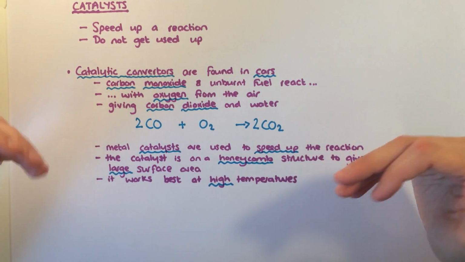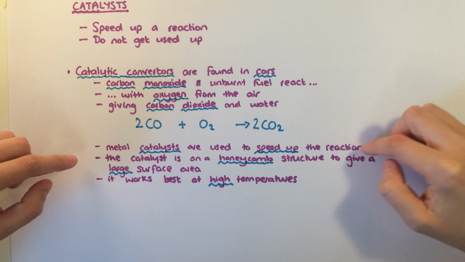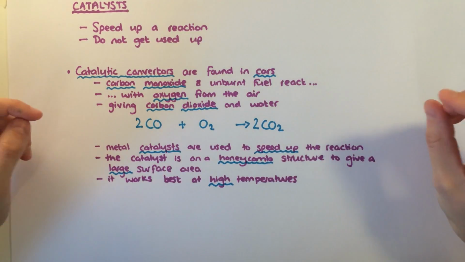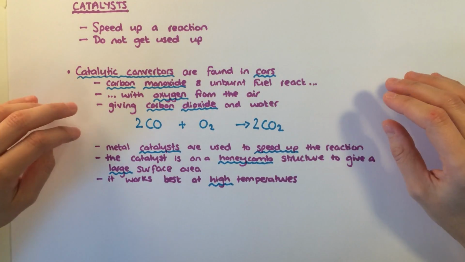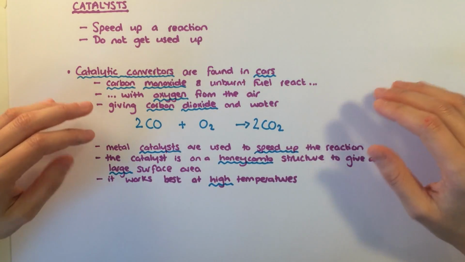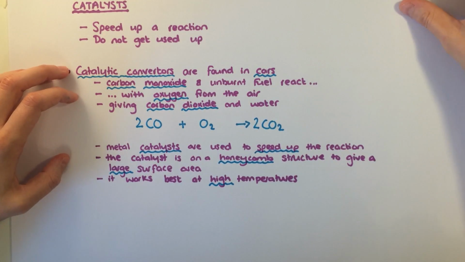To speed up the reaction, a catalyst is used, and the catalyst is coated onto a honeycomb structure. This increases the surface area, thus increasing the rate of reaction. The catalyst also works best at higher temperatures, such as when the car has warmed up.